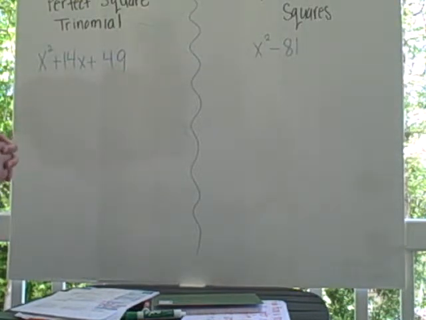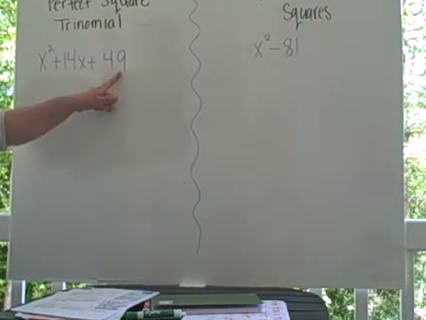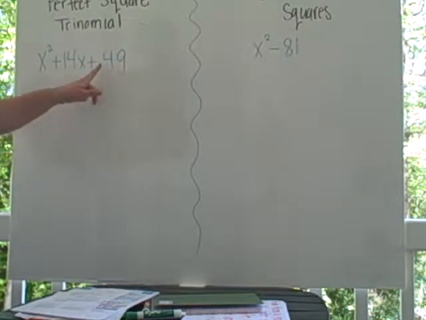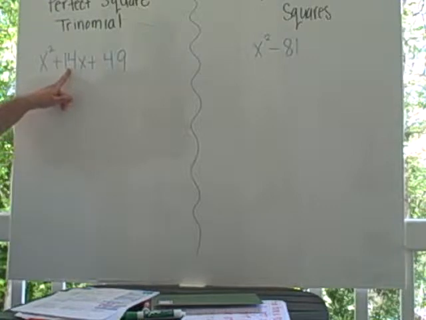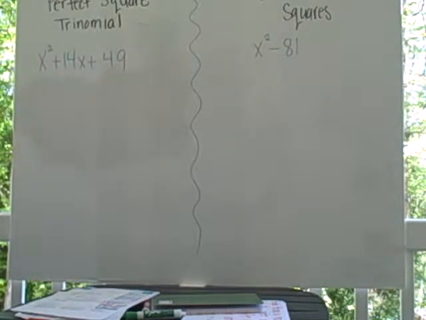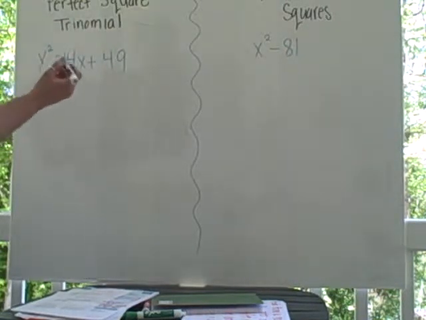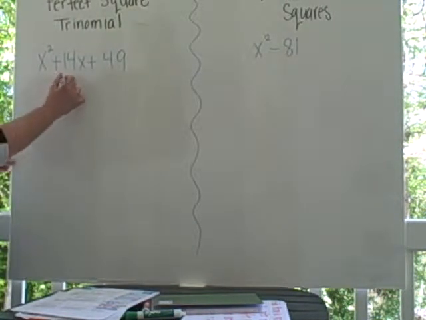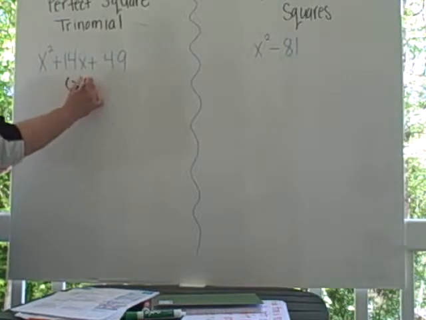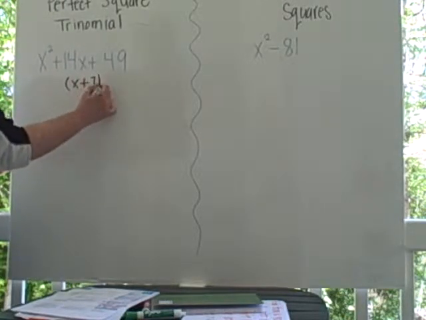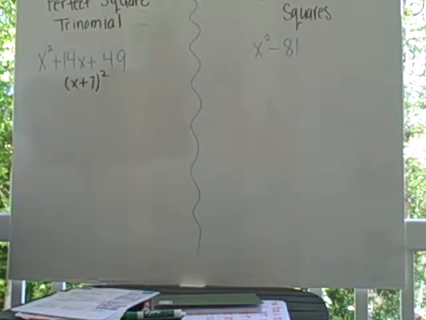We then ask ourselves, if we take that 7 and multiply it times 2, will it get this middle term here? The answer is yes. This here is a perfect square trinomial. If I was to factor this perfect square trinomial, it would factor to look like this. X plus 7 to the second power.